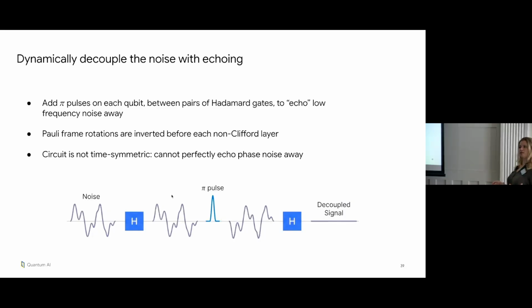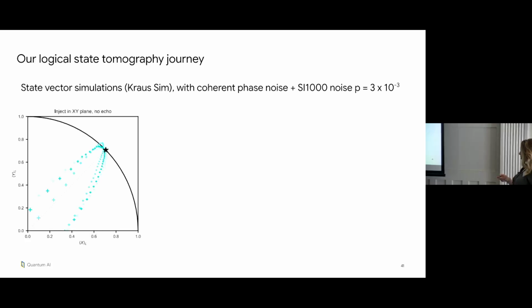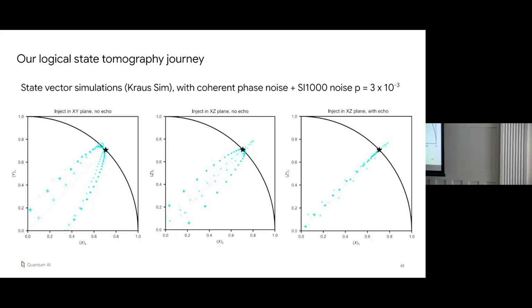Of course, we're running non-Clifford circuits here, so we need to propagate the Pauli frame changes to just before each non-Clifford layer and invert it for consistency. And we do that. Okay, so here's what we started with. This is all simulations, just to check that what we're doing makes sense. We started in the XY plane with no echo, and we see something like this. Going into the XZ plane, things start to look more symmetric, as you'd expect. And then with echoing, things start to collapse down to the magic state axis.